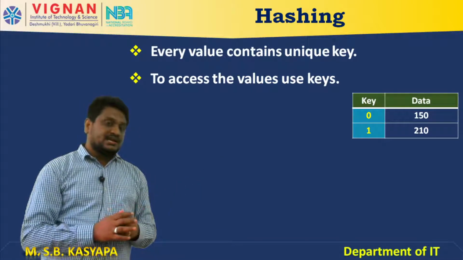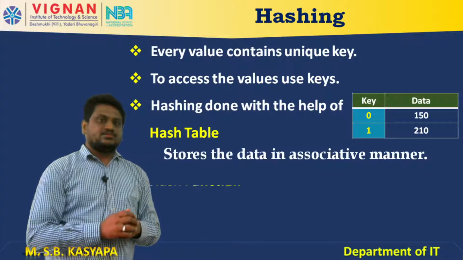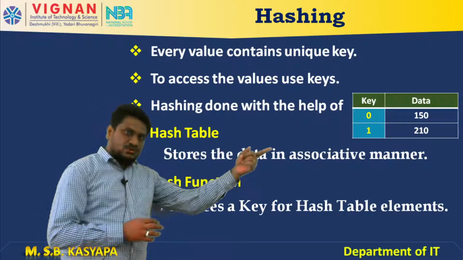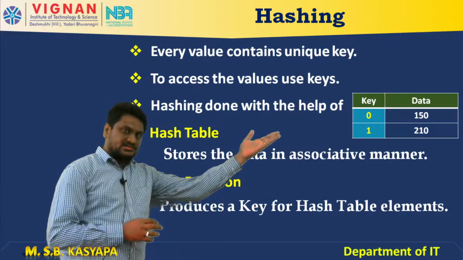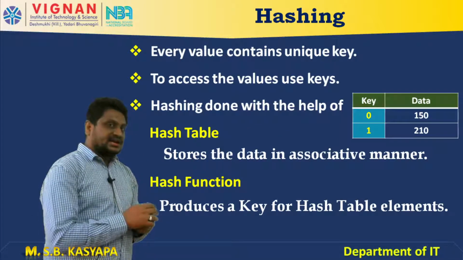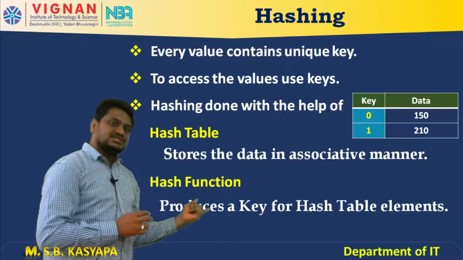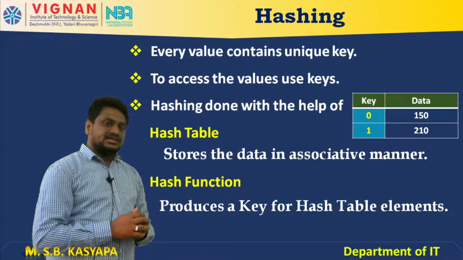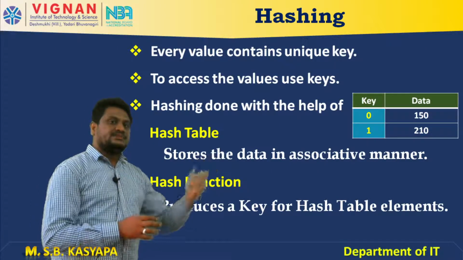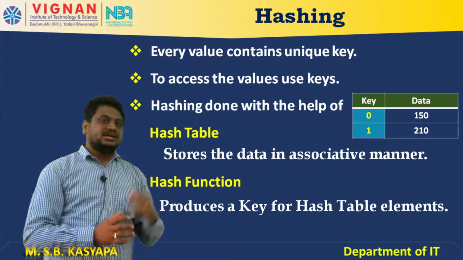So if I want to create this hash table or hashing technique, I need two things. The first one is the hash table, which holds the data like this. It has a key and data. Now each and every data has a key. Am I right? But that key, how am I going to allocate it? By using hash functions. Hash functions will produce a hash key for each and every data. According to that key, I will store the data in a hash table.